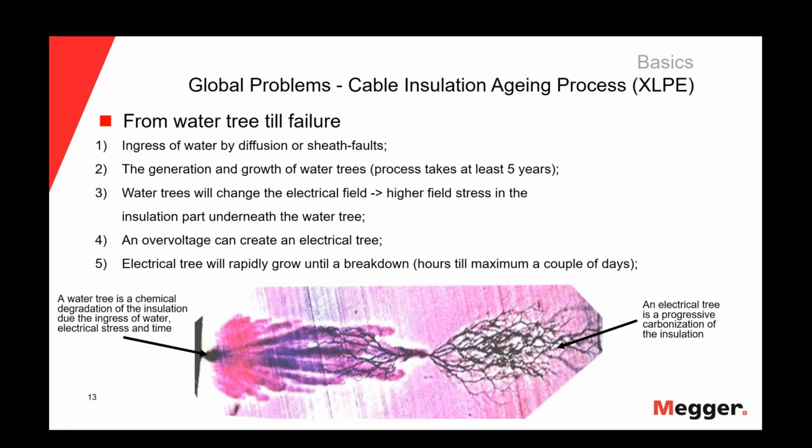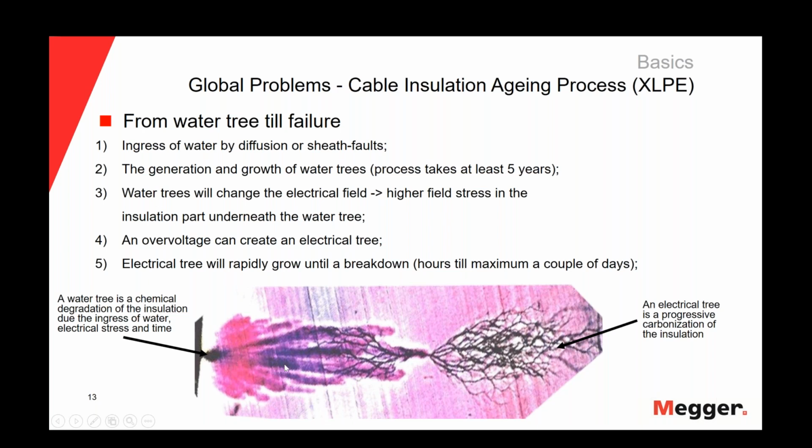So, continuing with the aging mechanism. In the case of XLPE cables, of course, we have the water trees. The water tree is a chemical degradation of the insulation, and it all starts with the ingress of water in the insulation of my cable by diffusion, or maybe because we have sheath faults.